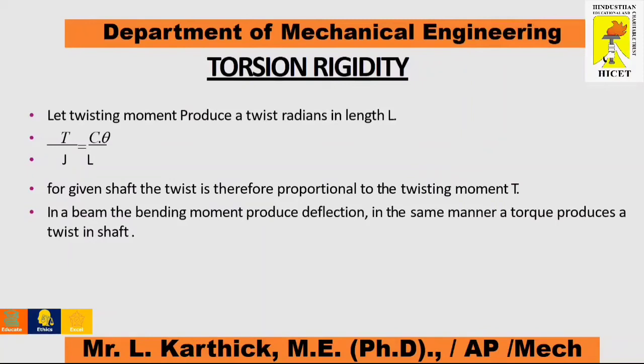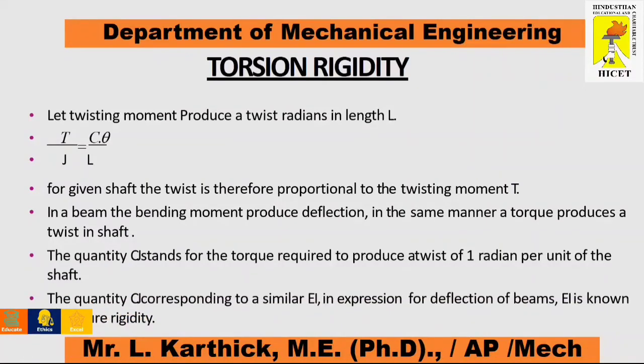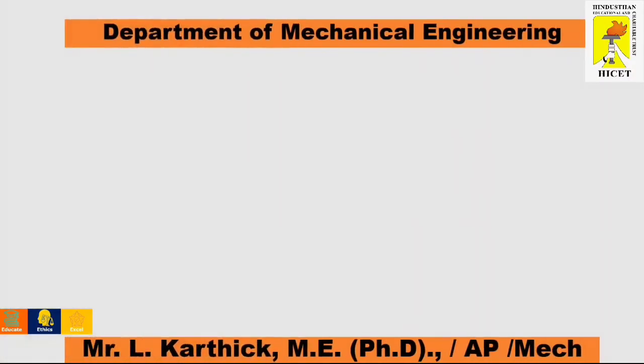If we calculate the bending moment of a beam that is bending, once we apply a load on it there will be a deflection. In the same manner, the torque will be produced in the shaft. Then the quantity GJ stands for the torque required for a twist of 1 radian per unit length of the shaft. It corresponds to EI in the expression for the deflection of a beam, and we may call it the torsional rigidity of the shaft.